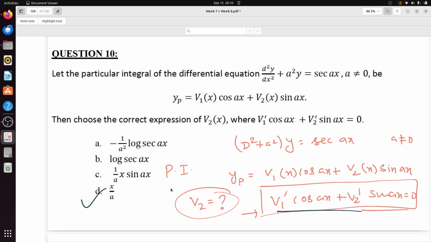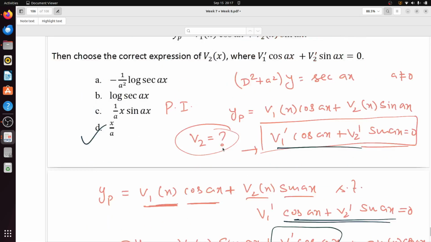The variation of parameter I have already discussed, that the particular integral will be like this. The cos ax is giving you a hint. So your v1 will be minus of sin ax into sec ax divided by the Wronskian of cos ax and sin ax. It is just 1, and then it will be tan ax. That is how you can actually proceed in this problem, just by using variation of parameter.